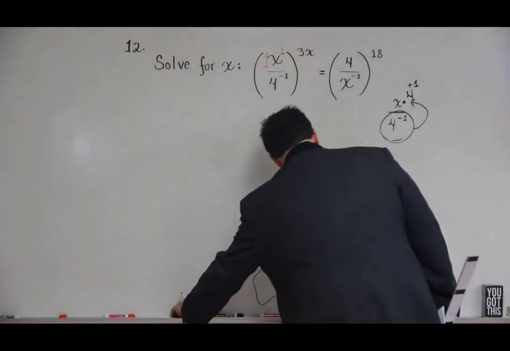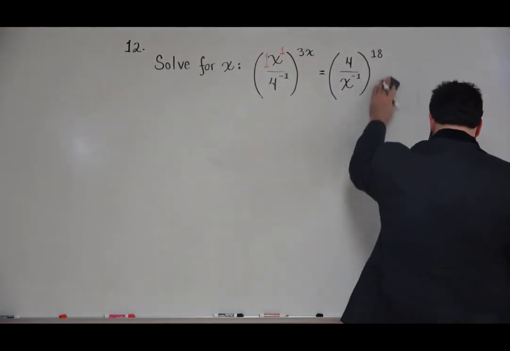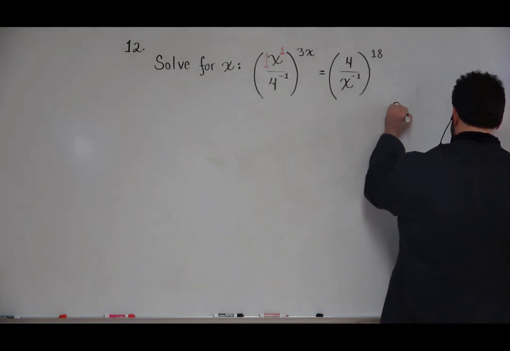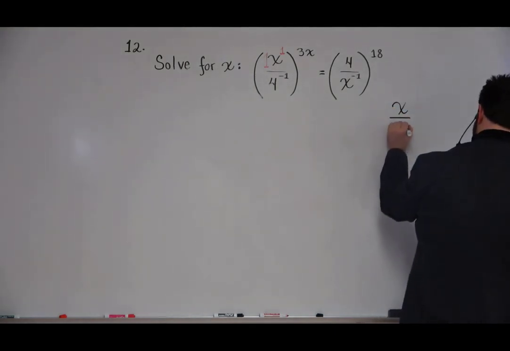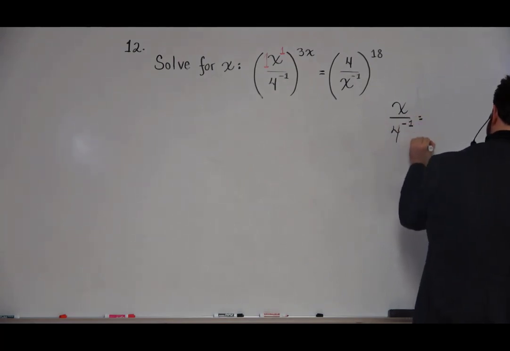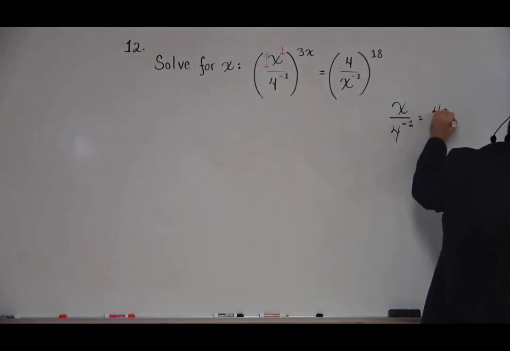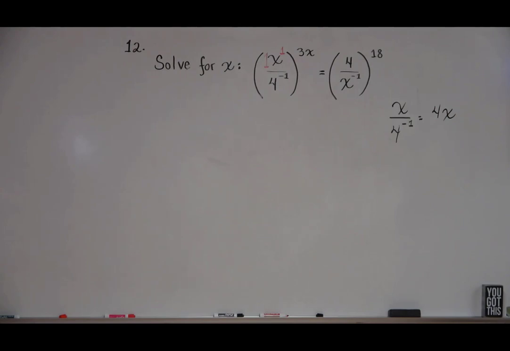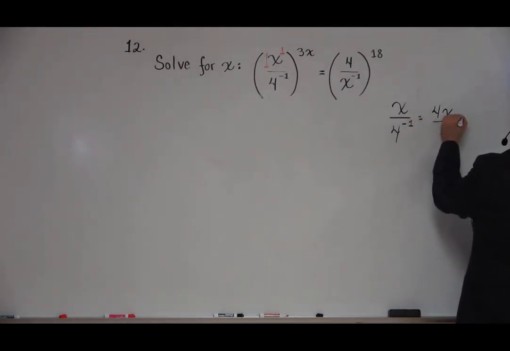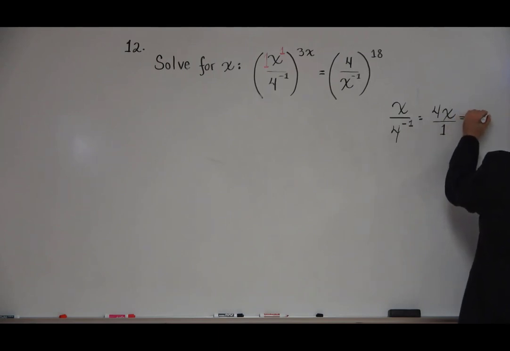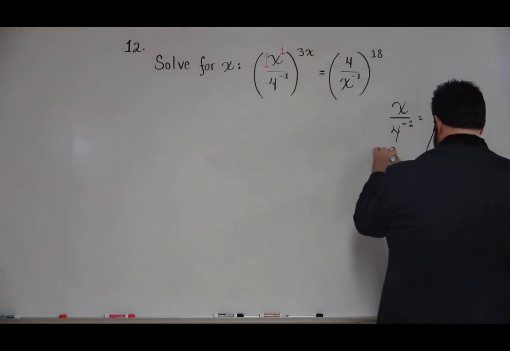I want to draw it again. You got x. This is so important. This is what no one understands. You got x over 4 to the negative 1. And that's equal to 4x. Okay? Like over 1. You know, but we just write 4x. Okay? Again.